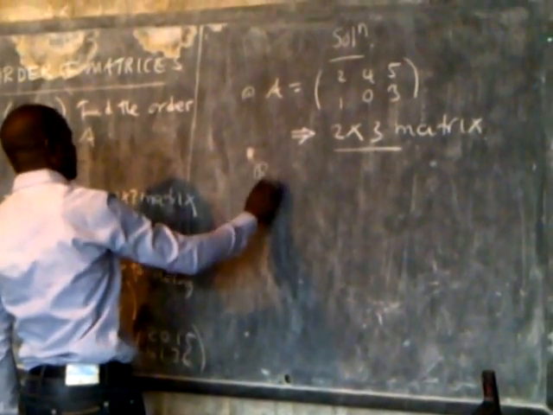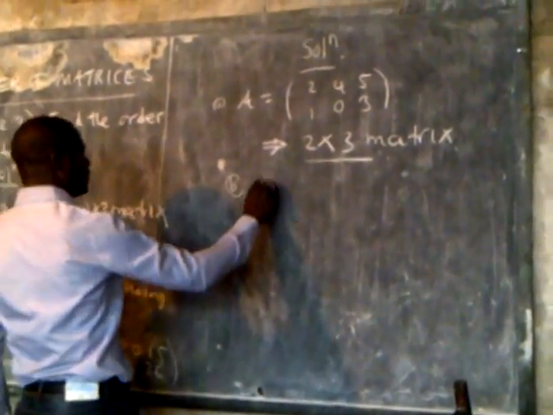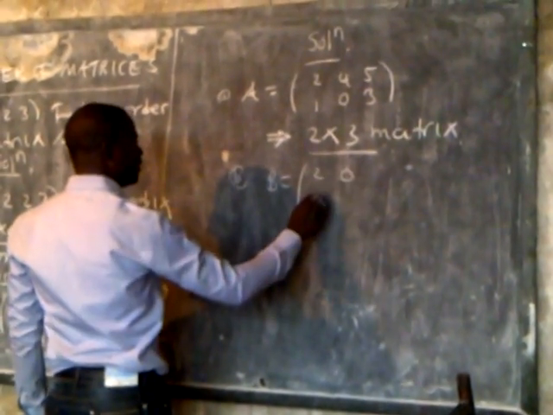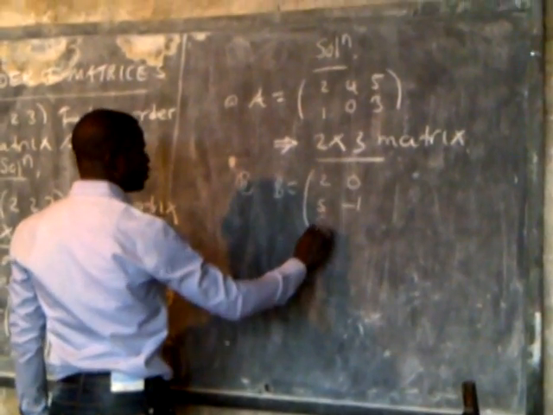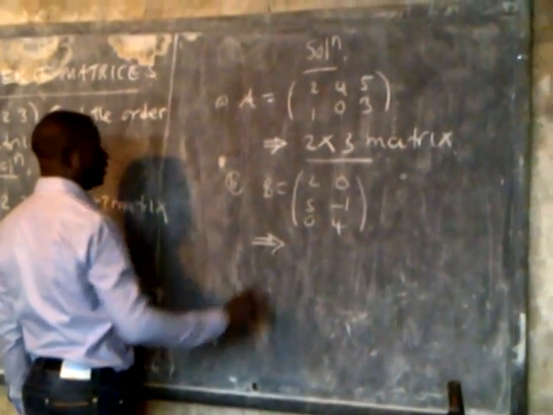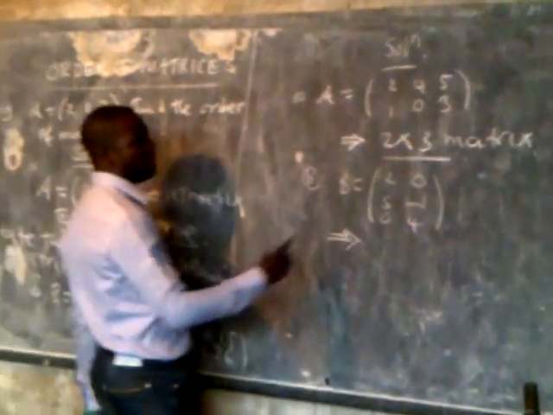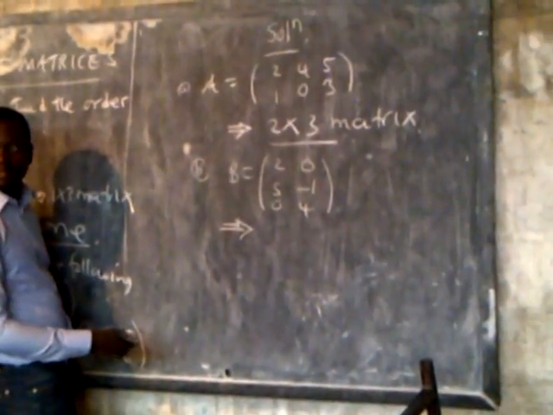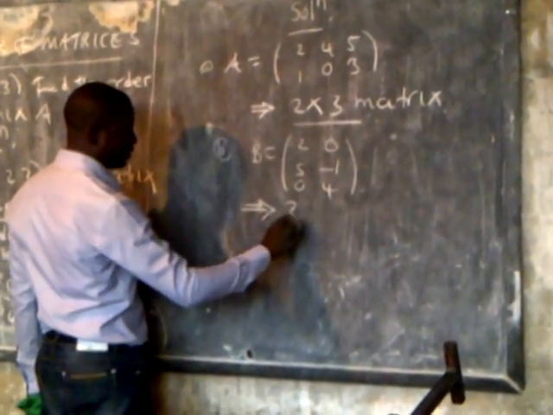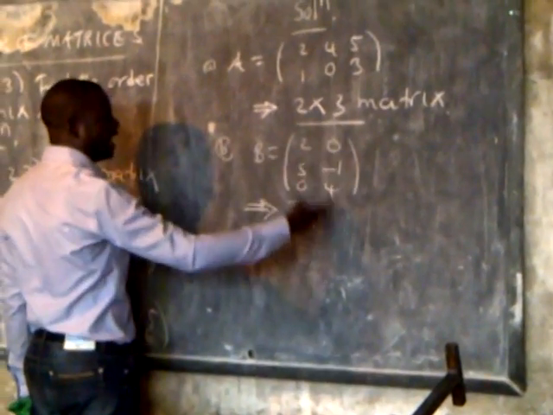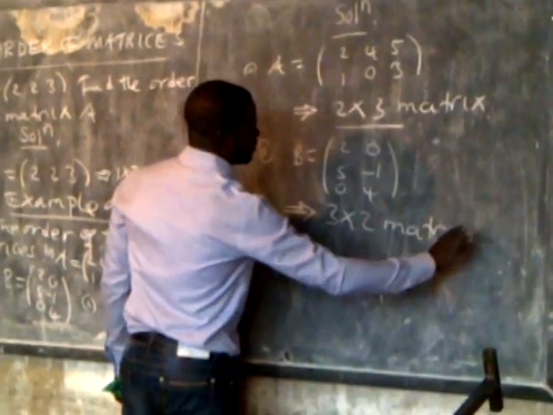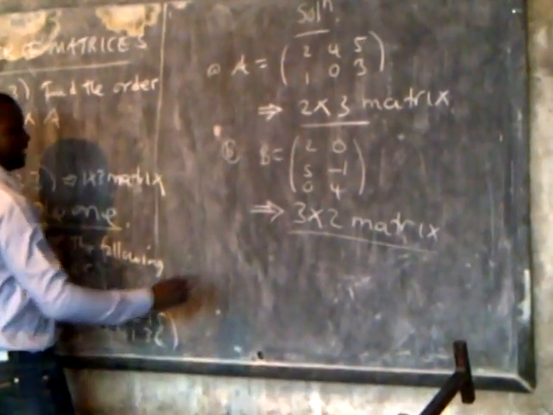Number B. Matrix B is 2, 0, 5, negative 1, 0, 4. So this implies that. Stop writing first and get the concept. How many rows are here? Who can tell me? 3 rows. 1, 2, 3. There are 3 rows multiplied by how many columns? 1, 2. So it's a 3 by 2 matrix. So that is the order of that matrix.